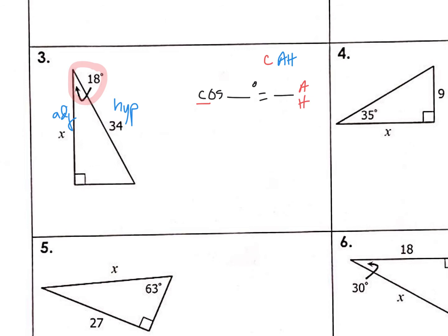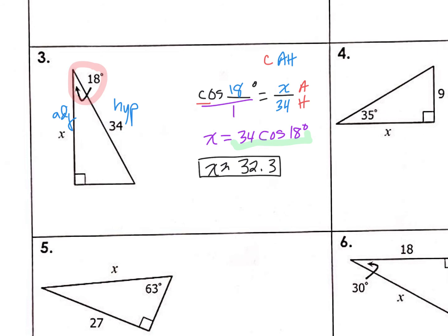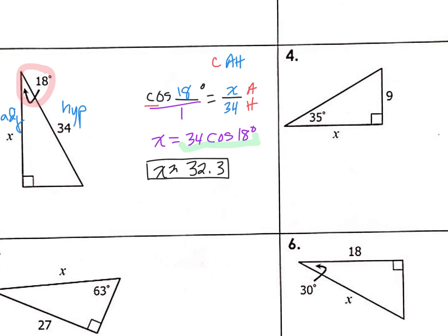All right, so my degrees is the 18 degrees, and then my adjacent is x, and my hypotenuse is 34. We're going to create our fraction and cross multiply. So I get x equals 34 cosine of 18 degrees. So this part is going to go in your calculator, and you should have ended up with x being approximately equal to 32.3. All right, so hopefully you did well at that.